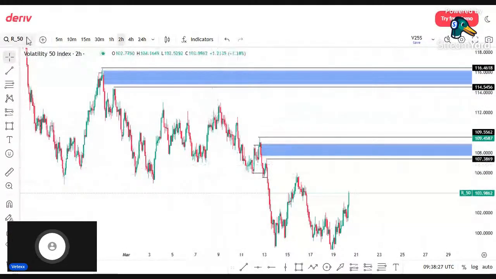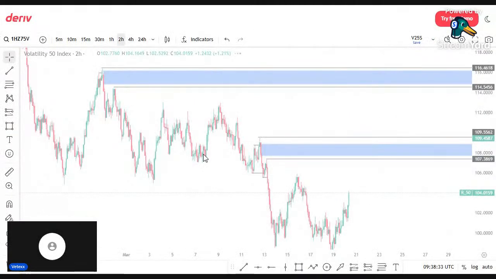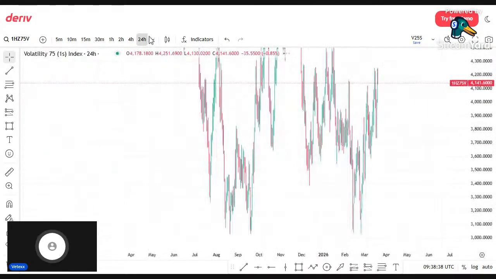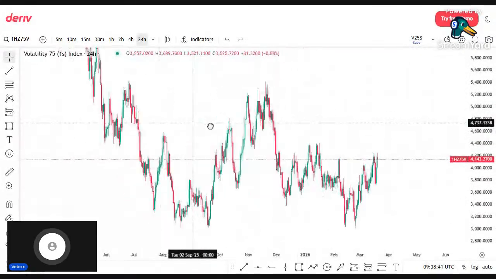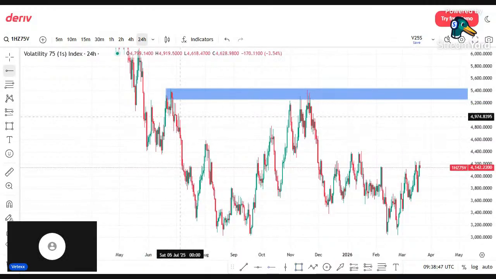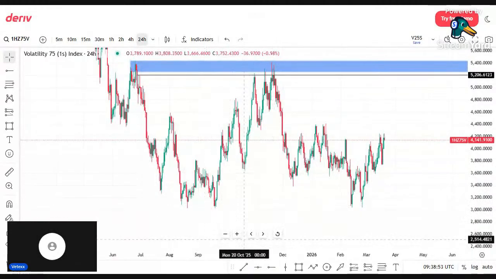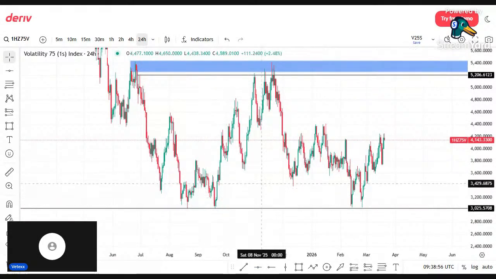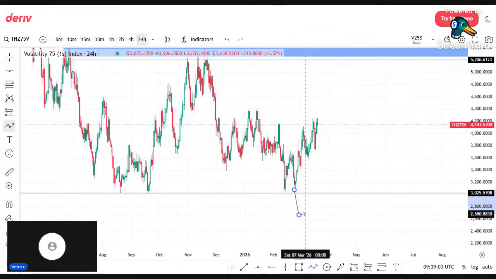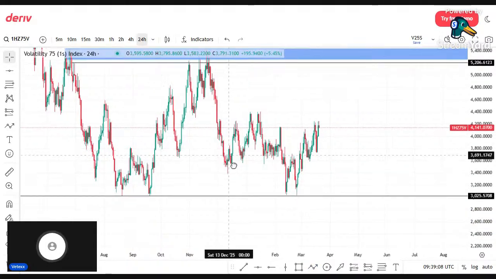So the next pair we'll be looking at is V75 1 index. On V75 1 index, starting from the 24-hour time frame, price was selling from the 24-hour time frame around here. We have a sell setup around here. This is the starting point, and then the finish point is here. But price is here to take out this finish point before retracing.